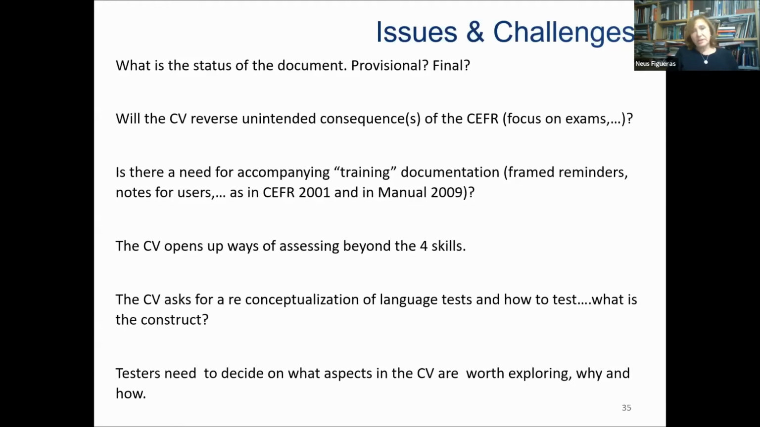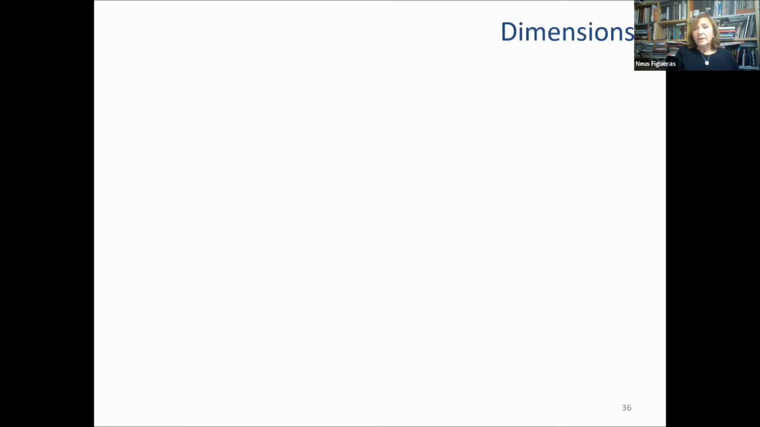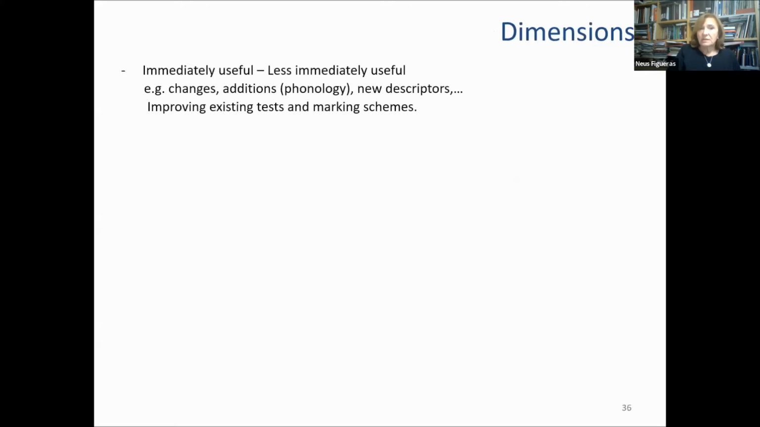And I would suggest, humbly, but I think that that could be a good start, thinking of dimensions like this is immediately useful or this is not that useful. For example, the new phonology scale, some of the new descriptors, they can contribute to improve existing tests, and existing marking schemes. And these can be of immediate use without too much difficulty.